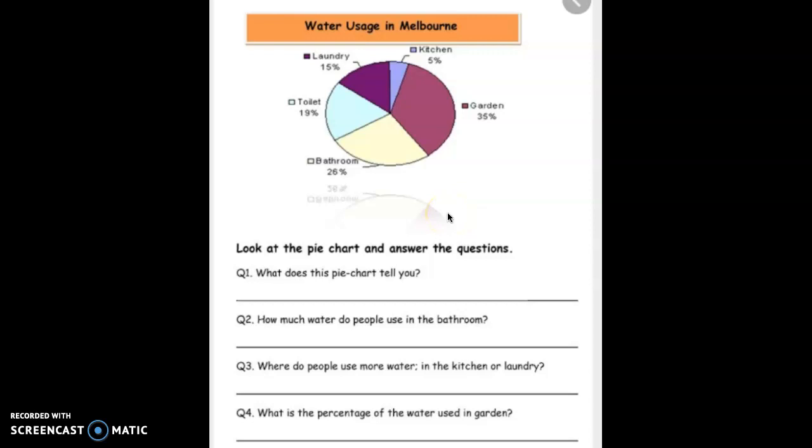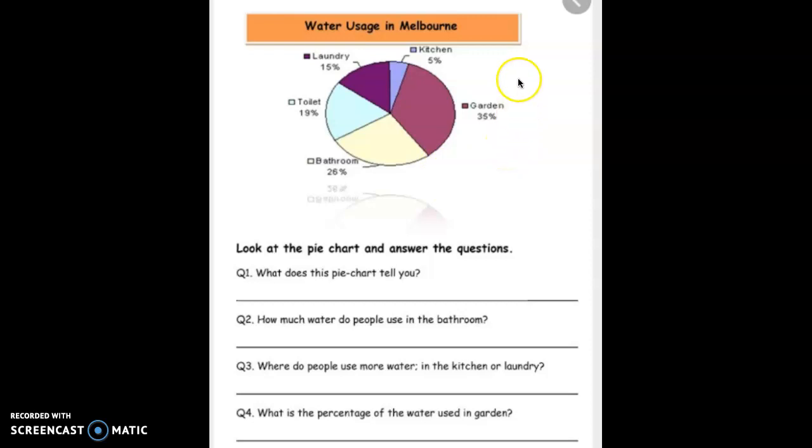On your Seesaw, another question that could be asked would be the difference between two different sections. For this one, I could be asked, what is the difference between the amount of water used in the toilet and in the kitchen? I could look at my 19% and 5%, and I could subtract 5 from 19, and that will give me my answer of 14%. So there's a 14% difference between the amount of water used in the toilet and the kitchen. Very similar questions you will be answering in your pie charts today.